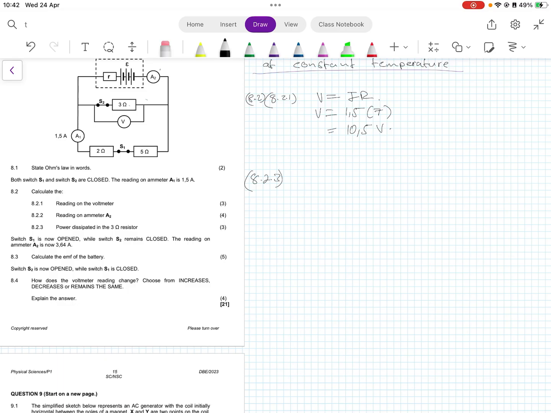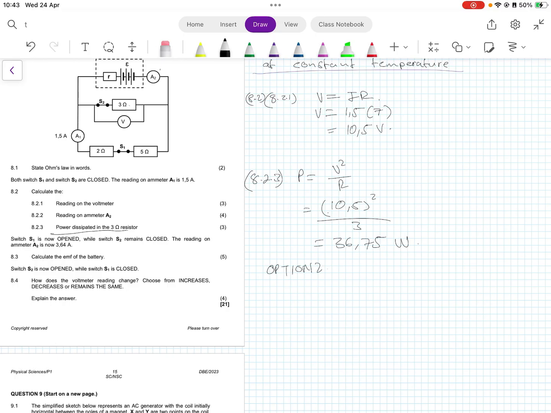8.2.3, the power dissipated in the 3 ohm resistor. Now, the relationship between potential difference, power and resistance is given by P is equal to V squared over R. We are looking for the power dissipated in the 3 ohm resistor, and it feels a potential difference of 10.5 volts, because here is our voltmeter that is measuring that. So that's going to be 10.5 squared divided by 3, and that is 36.75 watts.